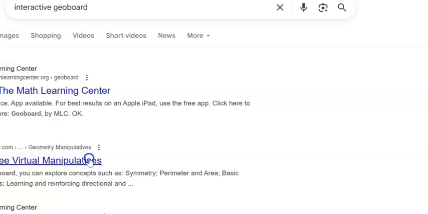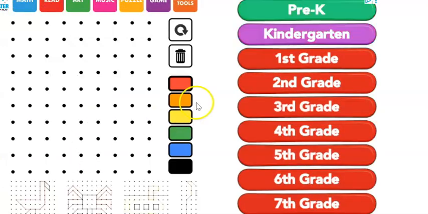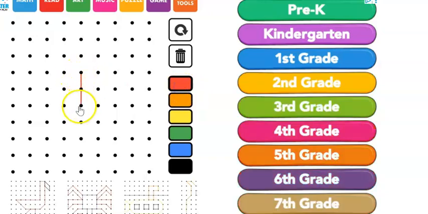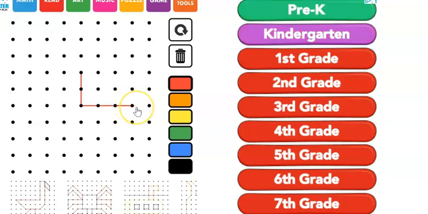So let's see how this one works. And this is something, when you're a teacher, you're just going to have to play around with. So here, this is where you would place your rubber bands. So you can have these in your classroom with a rubber band. You can print out dot paper, or you can use an interactive geoboard.